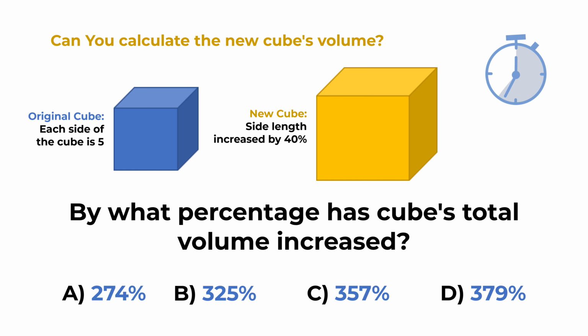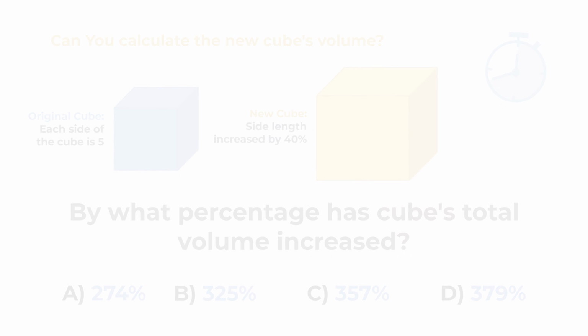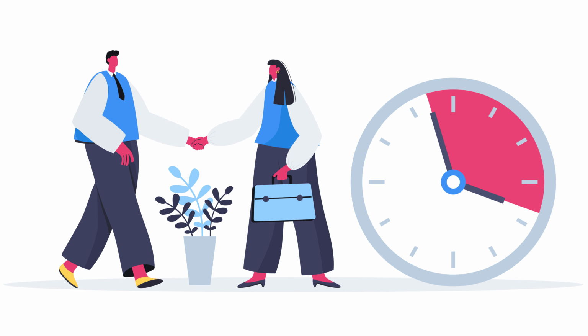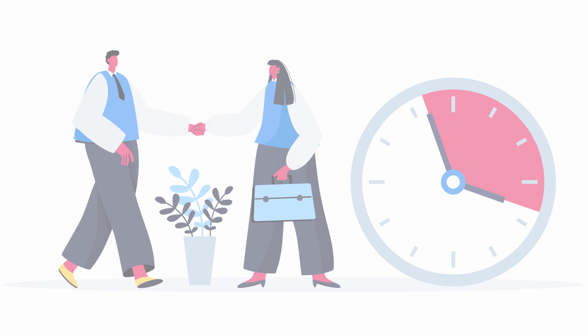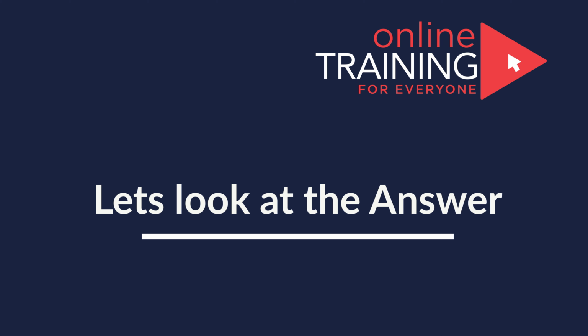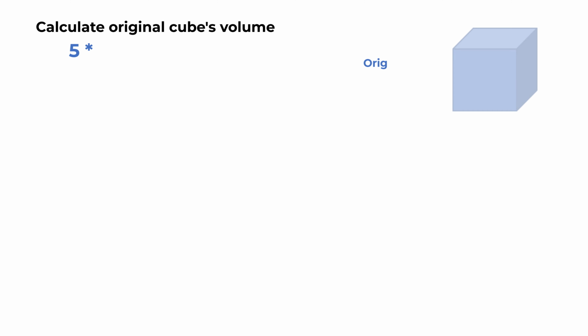Do you see the answer? Give yourself a little bit of time because the answer to this question may not be obvious. Hopefully you've nailed it, but let's move forward and I'll explain you how I solved this problem so we can get to the correct solution together. First thing we're going to do is calculate original's cube volume. 5 multiplied by 5 multiplied by 5 is equals 125.